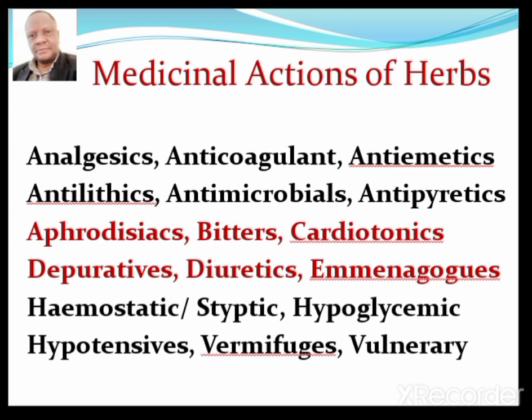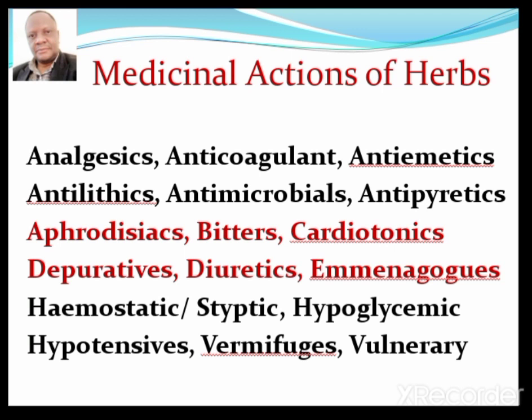Diuretics will make your kidneys make more urine. Emmenagogues will help to stimulate menstrual flow. Hemostatic or styptic will help to arrest bleeding. Hypoglycemic agents will help to reduce glucose level in you. Hypotensives will help to reduce your blood pressure. Vermifuge will help to expel worms in your system. Vulnerary herbs will help to heal you. They are wound healers.